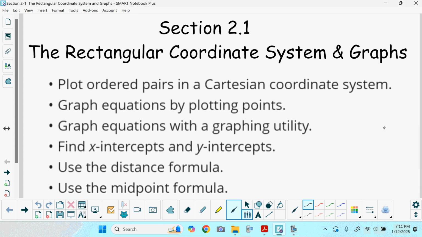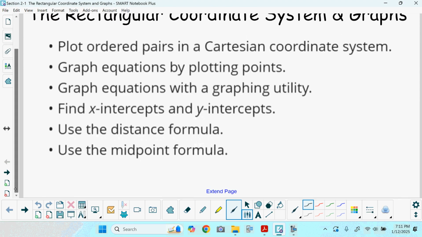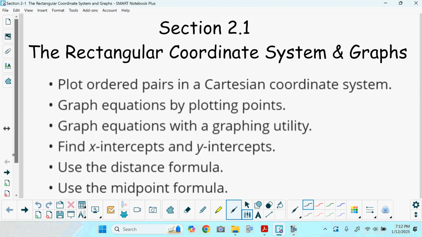This video is section 2.1, the rectangular coordinate system and graphs. This is part 1 of a 2-part video. We're going to learn how to plot ordered pairs in the Cartesian coordinate system, graph equations by plotting points, graph equations with a graphing utility, and find x, y intercepts and use the distance formula and midpoint formula. So that is what section 2.1 holds.